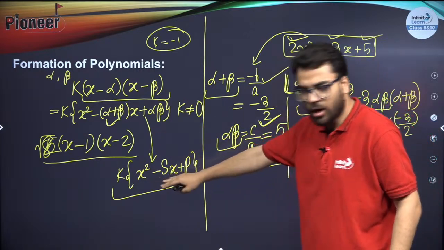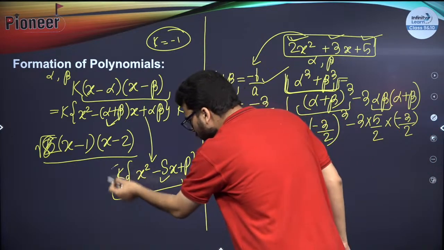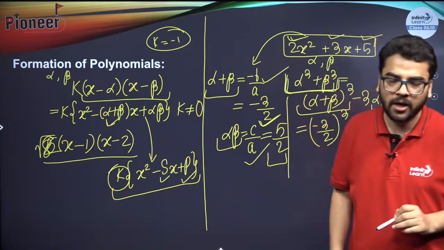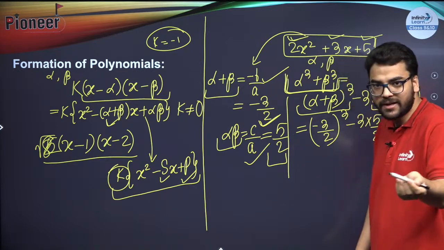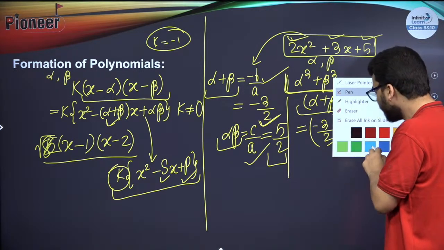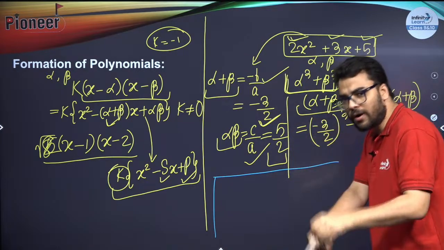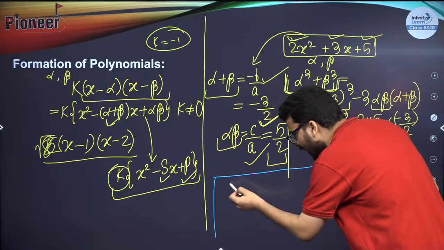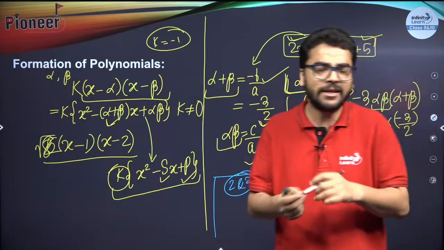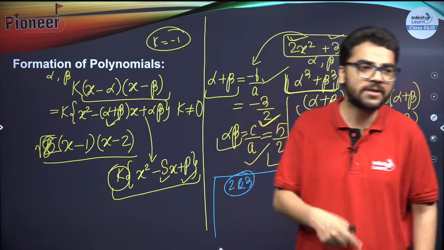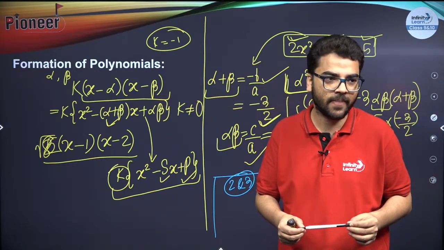So basically the polynomial can be written like this: x square minus the sum of these zeros plus the product of these zeros, into any non-zero real number k. Understand one thing: suppose somebody is saying, find the quadratic polynomial whose zeros are 2 and 3. Is my question correct or wrong? Tell me. Is it true or false?